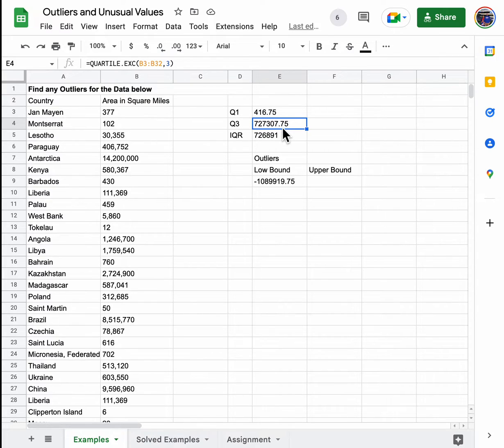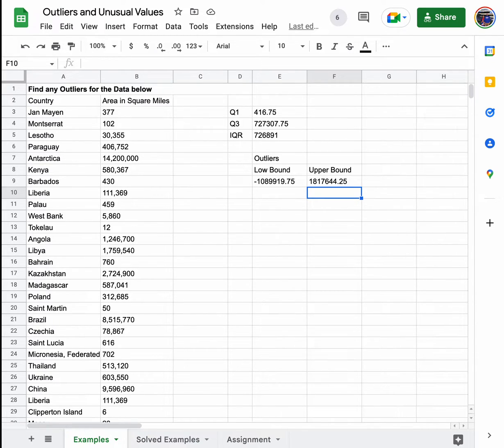Right. And same idea for Q3. Now the upper bound, I'm going to take my Q3, add to that 1.5 times the IQR. All right. And then hit enter. And now you have the upper bound for outliers.